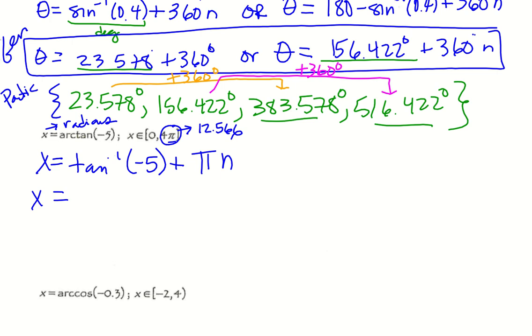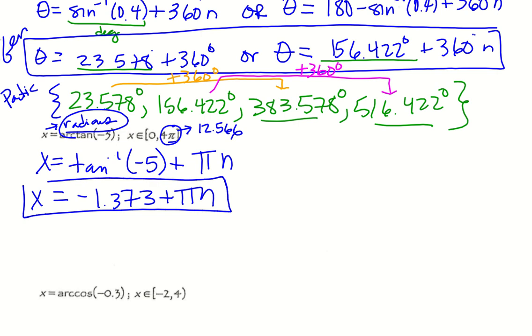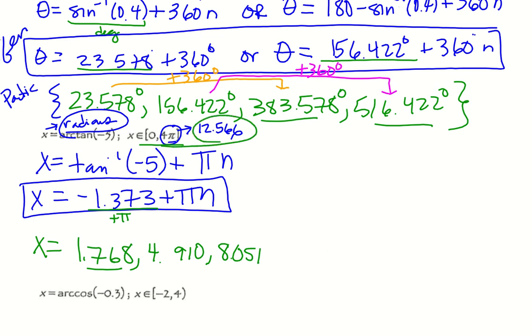Going to our calculator, and again, make sure that you're in radians here. You've got to switch the mode on the calculator. We get -1.373 plus pi n. That is our general solution. I want the particular solutions that fall between 0 and 4 pi. So I'm not going to use this negative number, but if I add pi to that, I end up with 1.768. If I add pi to this number, I end up with 4.910. Add pi again, a little more than 3, and I end up with 8.051. I'm still within this 12.566. Add another pi to that, I've got 11.193. And if I were to add pi to this, it would be bigger than 12.566. So those are my particular solutions for x.